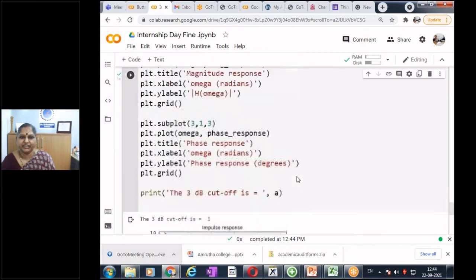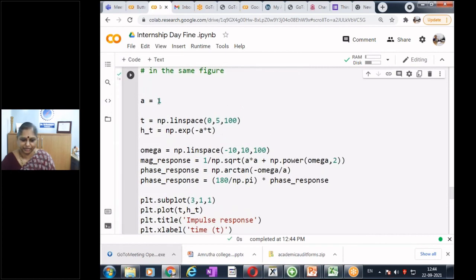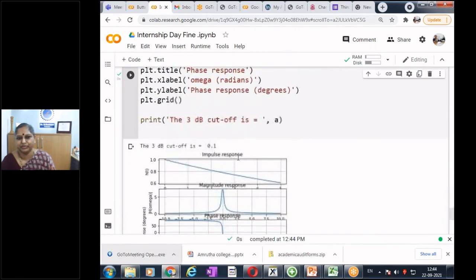Now if I change my A to, let us say, 0.1, you see what happens. When I do 0.1, it is decaying very slowly. But how about in the frequency response? The cutoff frequency has reduced, because my 3 dB cutoff is only 0.1.